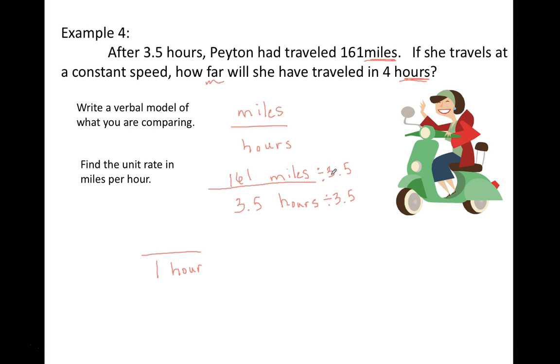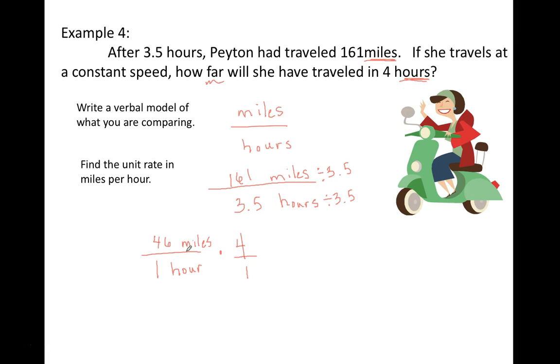161 divided by 3.5, that would be 46 miles. So she can travel 46 miles in 1 hour. Well, how does that help me? Well, if you remember the problem, they want to know for 4 hours. So what I can simply do is multiply this by 4, or 4 over 1.